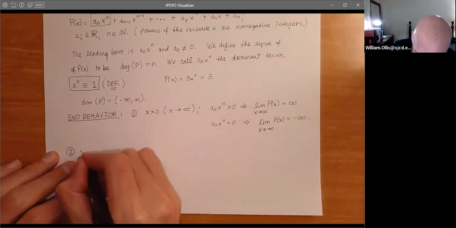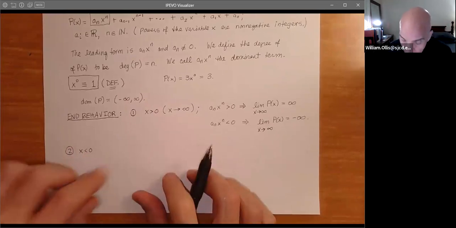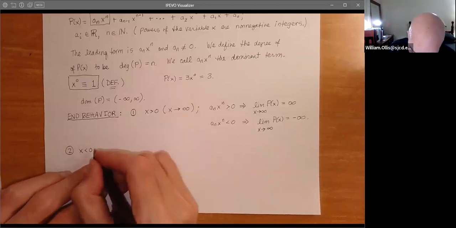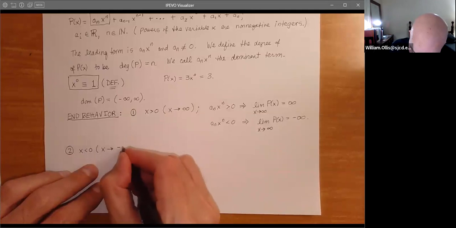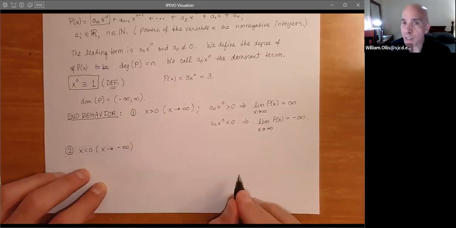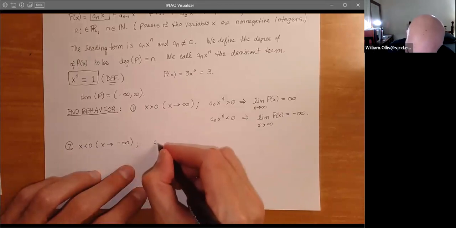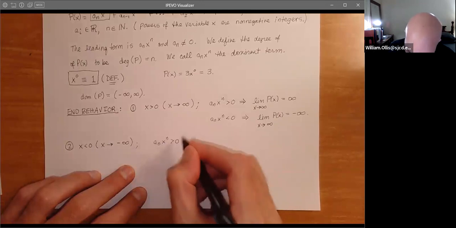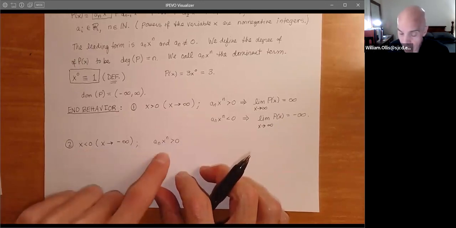We're going to assume that X is less than 0. So when X is positive, we think about the case of X getting arbitrarily large. And now we want to think of the case when X just gets arbitrarily small, as negative as you like. And so now we do the same thing. We look at the leading term. So you take your negative x, and you check the sign of the leading term.